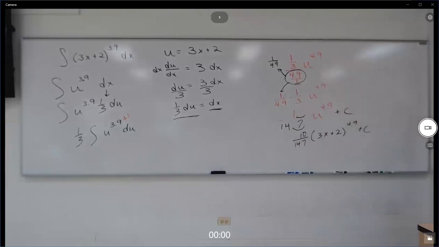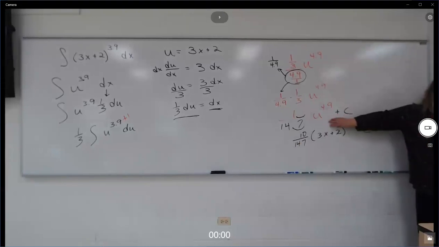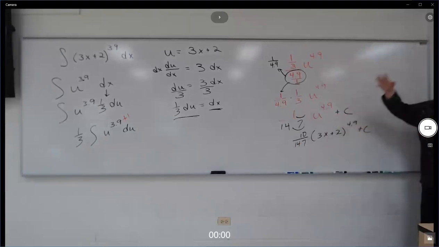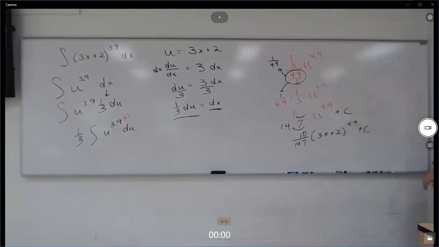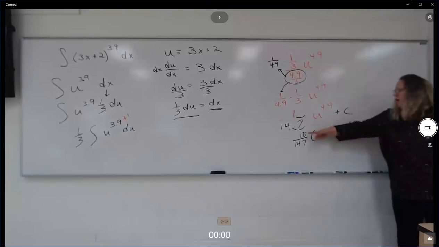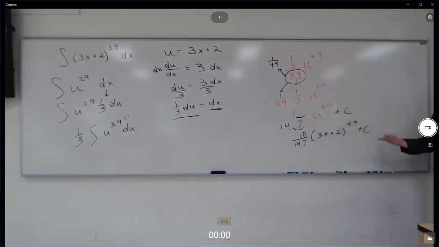Because another reason I don't care is because once I go to evaluate this, I'm going to be plugging in numbers and doing arithmetic anyways. So I don't care if it's 1 divided by 14.7 or 10 divided by 147, because I'm going to have to plug it into a calculator, right? So for me, that's it.